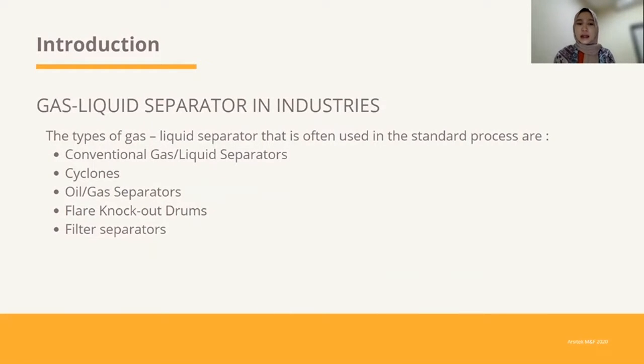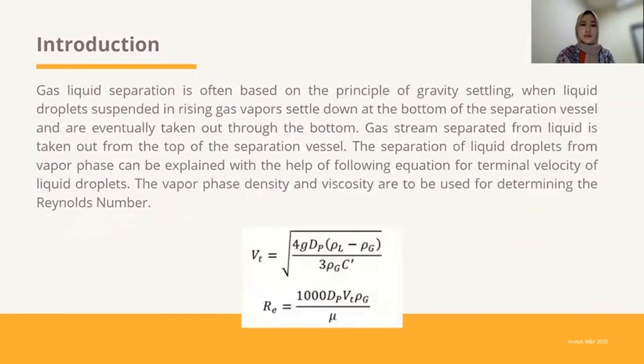The types of gas liquid separators that are often used in the standard process are conventional gas or liquid separators. The second one is cyclones. The third one is oil gas separators. The fourth one is flare knockout drums. And the fifth one is filter separators. For further information about these types of separators, you can see the report.